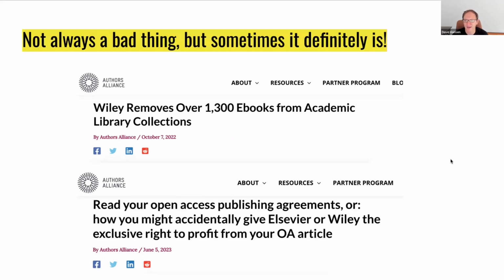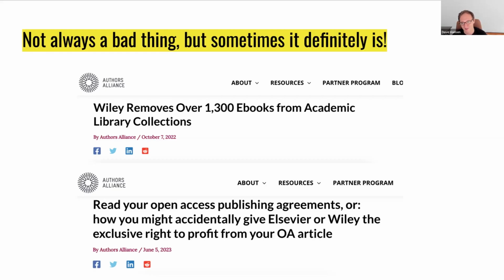So is it a bad thing that we have strings attached? Not always. And that may sound like a funny thing. But no, I actually think this is not a bad thing that authors sometimes have strings attached to their works. But sometimes it definitely is. These are just a couple of examples.